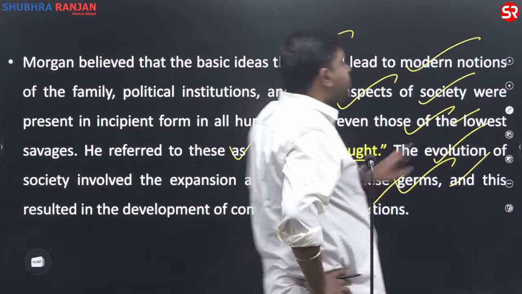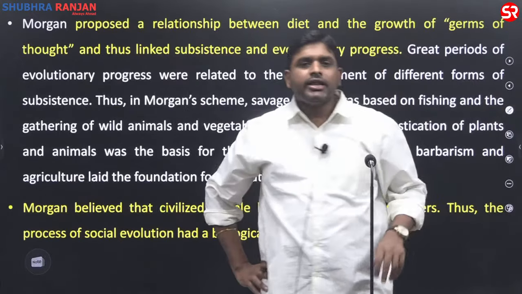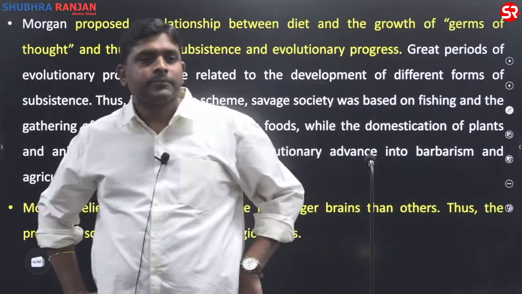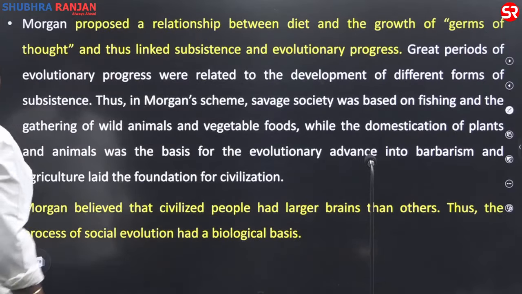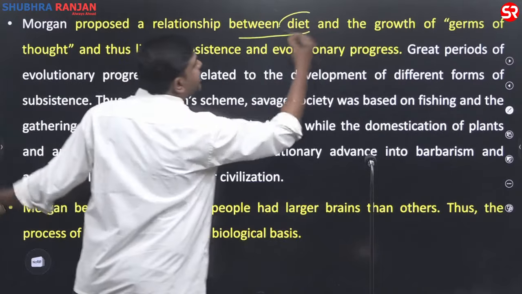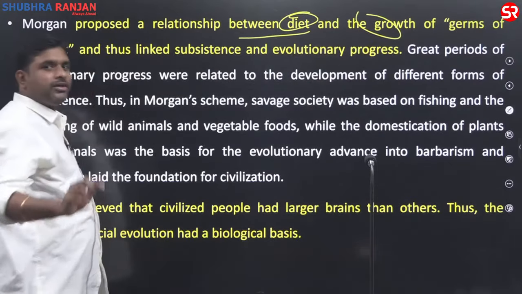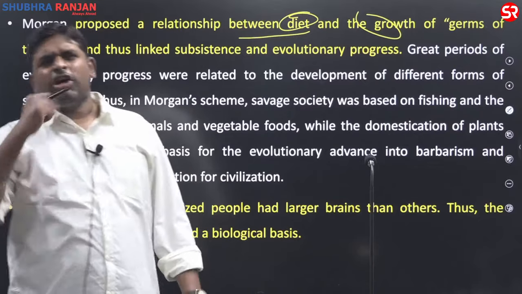The same thing has been, E.B. Tylor named it as what? Monogenism. Morgan proposed a relationship between diet and growth of germs of thought, he told. Then how, sir? Then how will the thought process increase, sir?